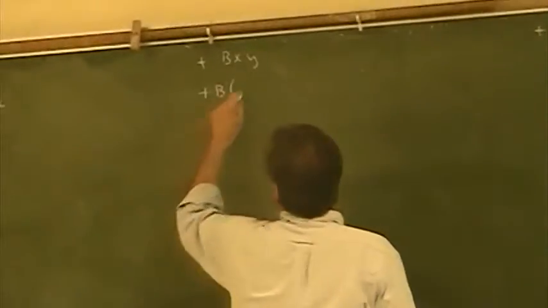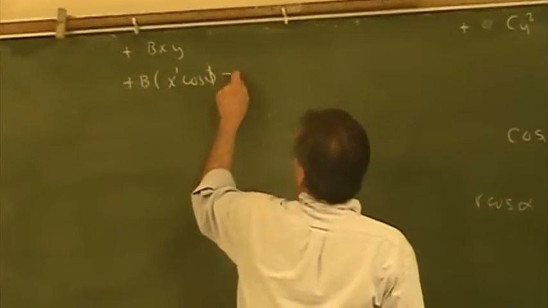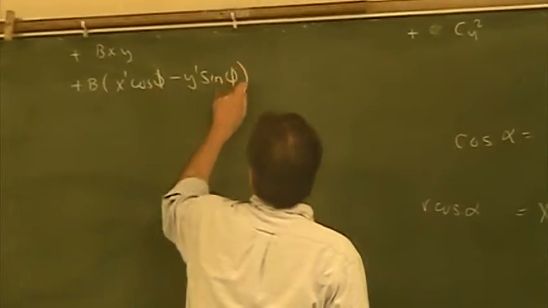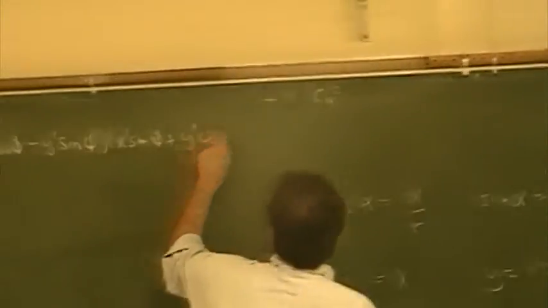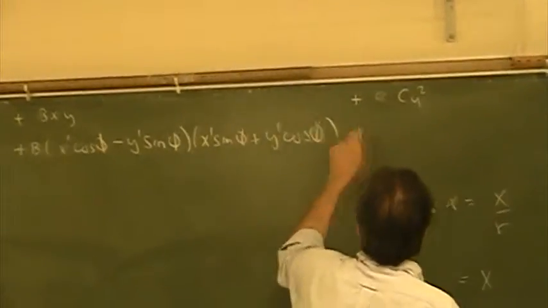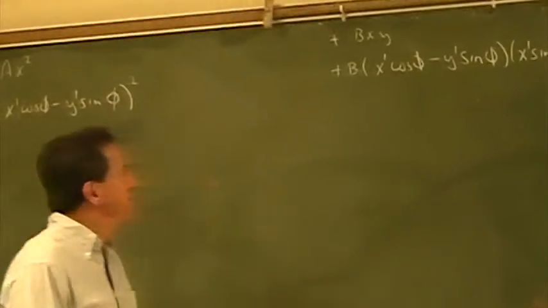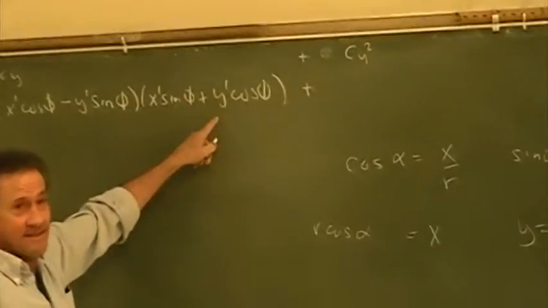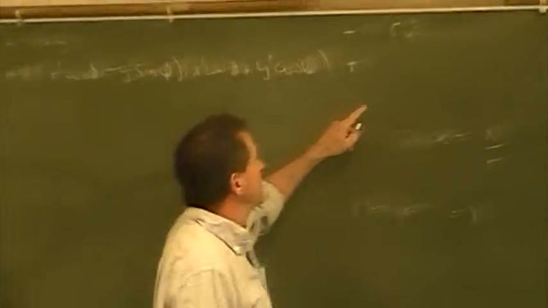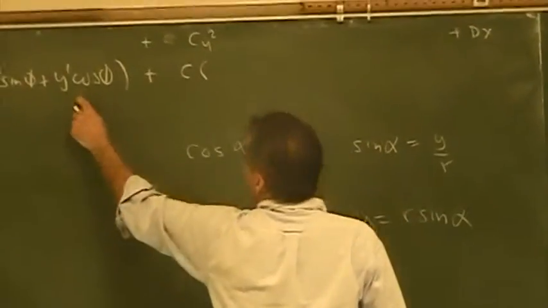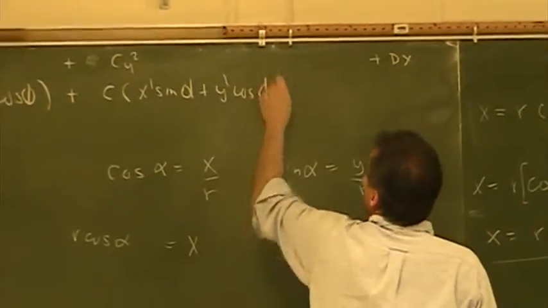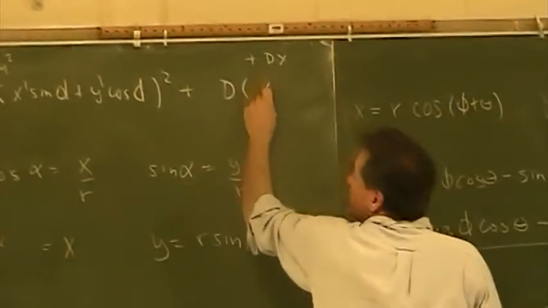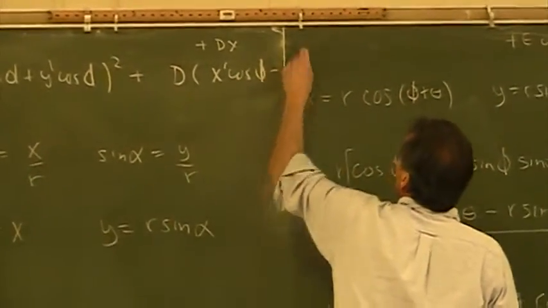b times x prime cosine minus y prime sine, times y, x prime sine plus y prime cosine, plus, yeah, this is x, this is y, plus cy squared. C, this one's y, x prime sine plus y prime cosine, quantity squared, plus dx, x prime cosine minus y prime sine.